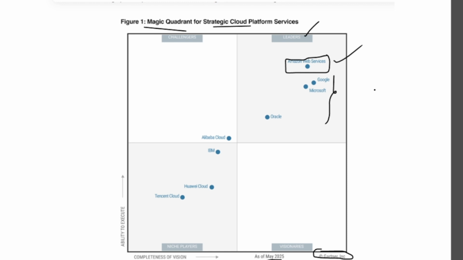So I hope it is clear to everyone. With this, we may conclude that AWS is very popular compared to other public cloud computing service providers.